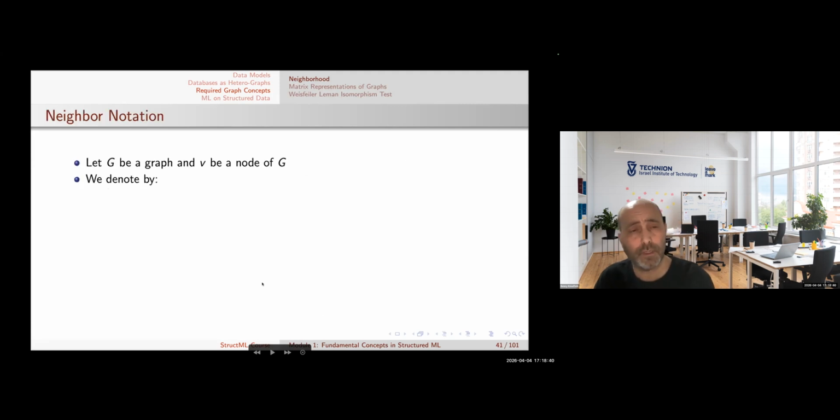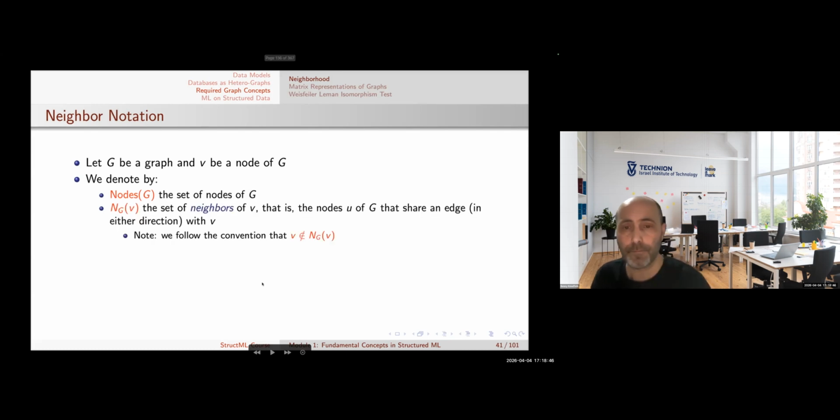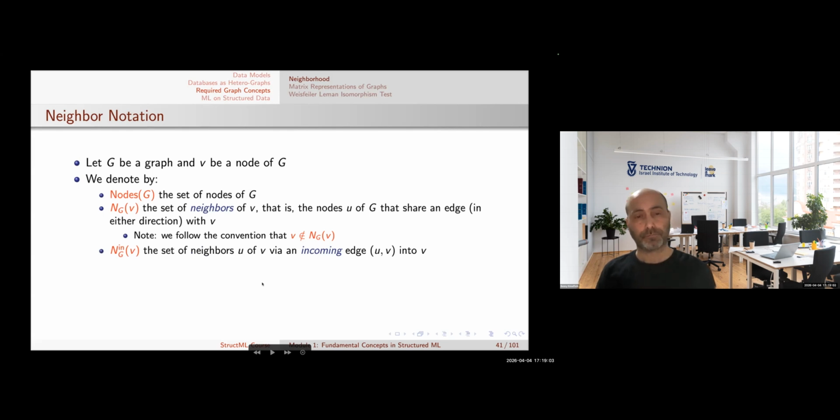So we have a graph G, and a node v of G. Let V(G) denote the set of nodes of G. The neighborhood of v consists of the nodes that share an edge with v, the neighbors of v. Conventionally, v does not belong to the neighborhood of v.